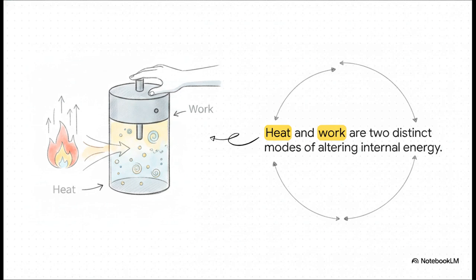Heat, on the other hand, is strictly energy in transit due to a temperature difference. A gas does not contain heat, just like it doesn't contain work. Heat and work are simply two different delivery modes used to alter a system's internal energy. You can increase that internal energy either by applying heat from a hotter body or by doing mechanical work, like physically pushing down a piston.